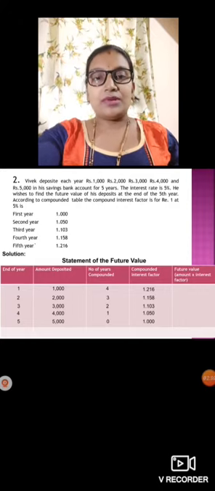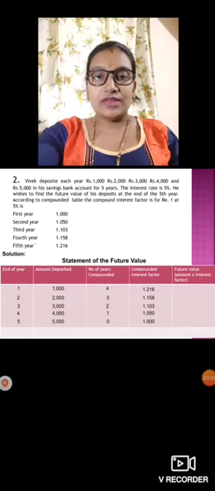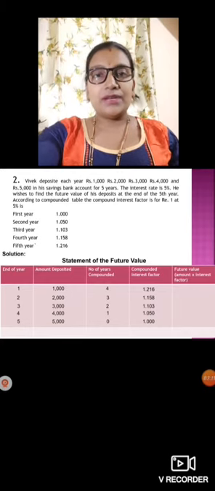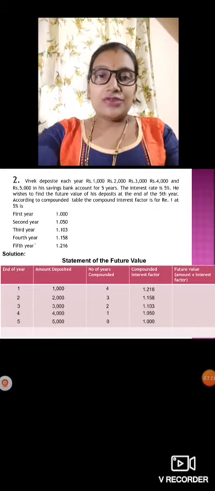Okay, come from downwards, or write the factor rate what they are given in a reverse order. Okay, for first year you should write it as 1.216, for second year you should write 1.158, for third year 1.103, then fourth year you should write 1.050, then for first year you should write 1.000. Okay, then how to calculate future value now?